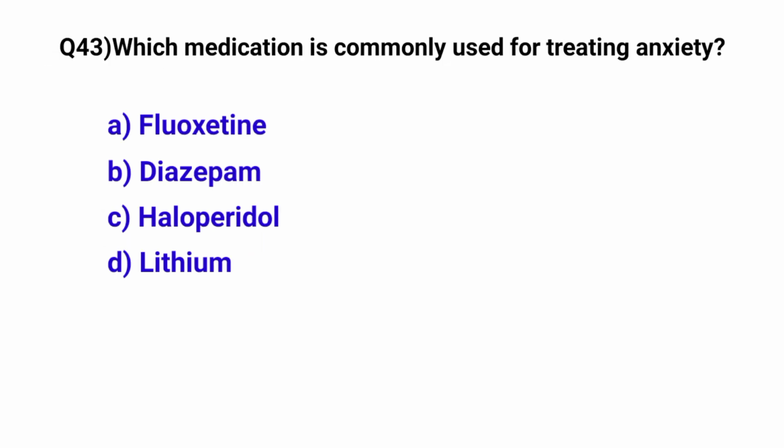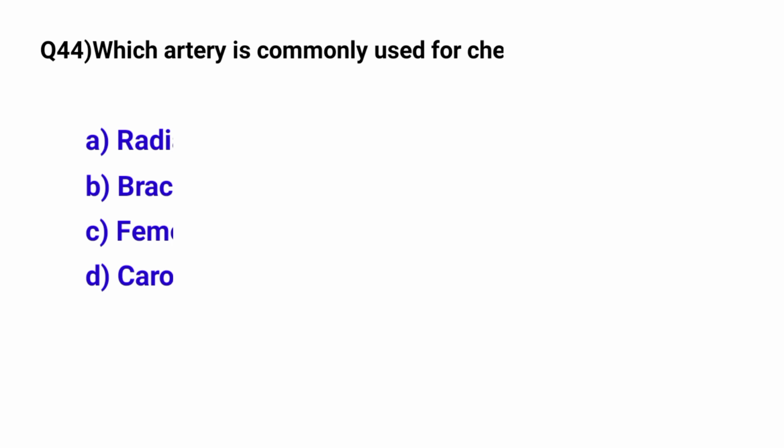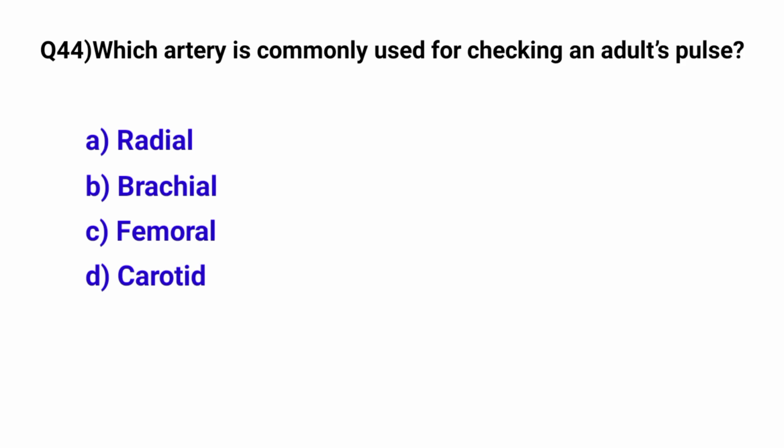Question number 43. Which medication is commonly used for treating anxiety? The correct option is B. Diazepam. Question number 44. Which artery is commonly used for checking an adult's pulse? The correct option is A. Radial artery.